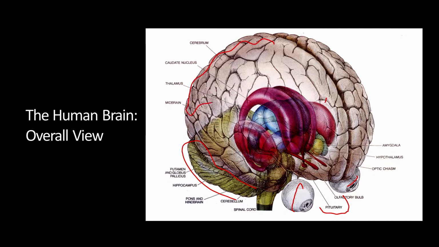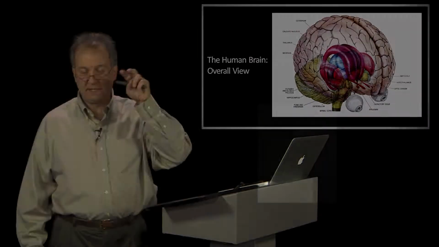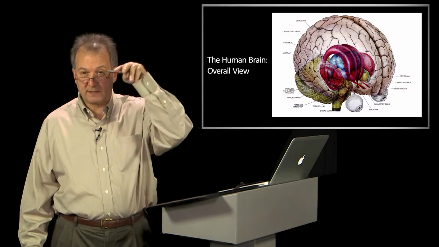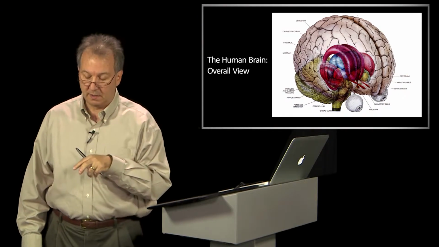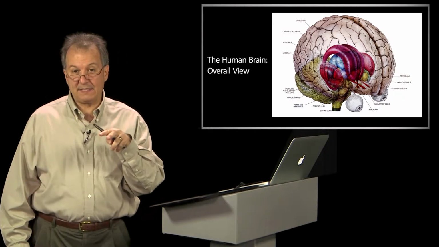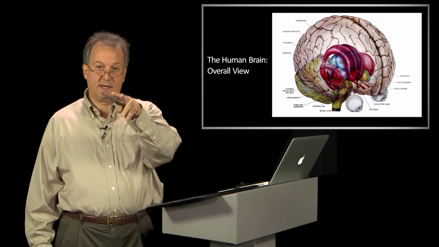All of this crinkly stuff up here is the cortex, and we'll talk about that a little bit later. By the way, these little things sticking out right here, called the olfactory bulbs, are the things that actually go into your nasal cavity that does the sense of smell. That's actually a part of your brain that sticks out into your nose. And another part of your brain that sticks out is actually your retina, and we'll talk about that in a minute.